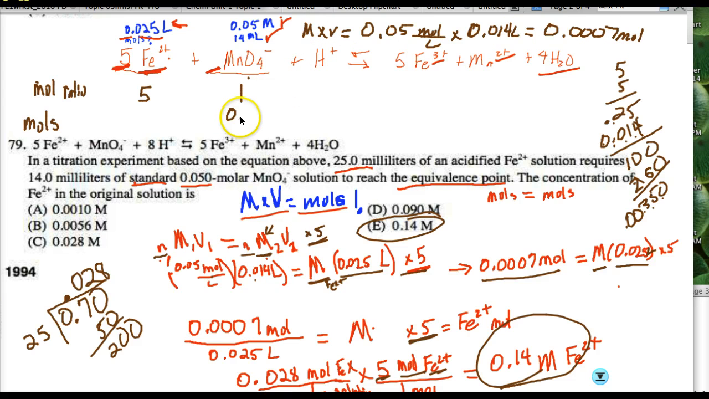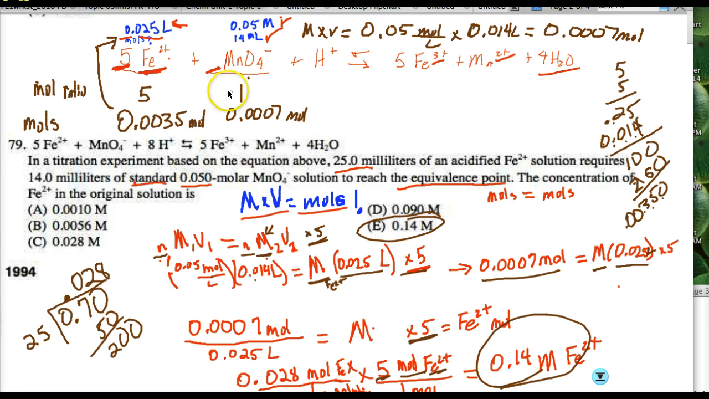So now I know 0.0007 moles. That's the 1. 5 times as many moles are going to go from the iron. So when I multiply that times 5, I'm going to get 0.035 moles of that. Now, the only thing you've got left to do is take these moles and put them into this to figure out your mole per liter ratio.